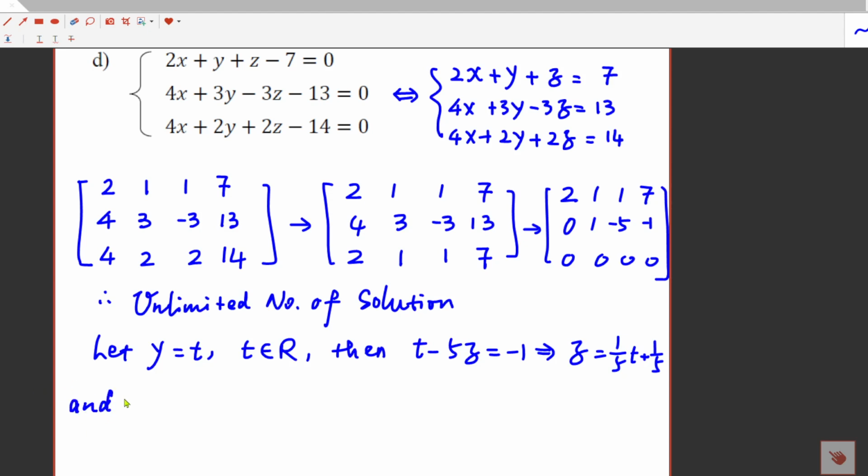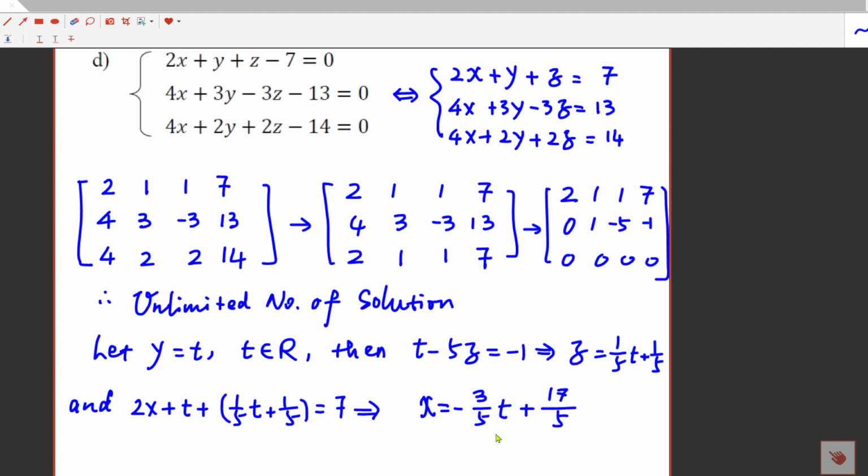And also from the first equation, we have 2x plus t plus 1/5 t plus 1/5 equals 7, right? And this gives us x equals -3/5 t plus 17/5.